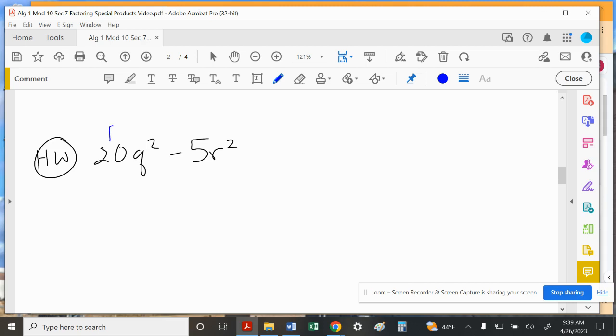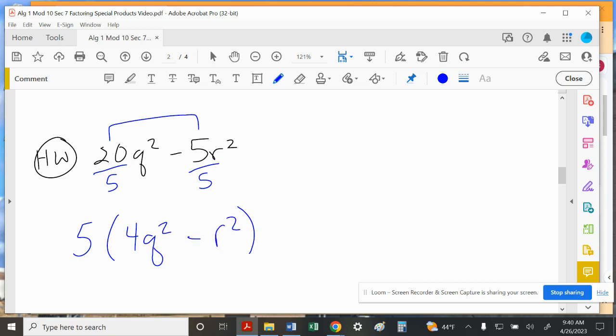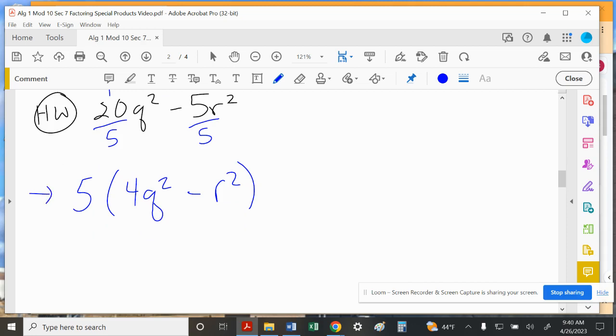However, if you notice that we have a common factor in both of these numbers, meaning I can divide out a specific number. So notice what number goes into both 20 and into 5, and that would be 5. So what I can do is take out a 5. Now, when I say take out a 5, that means I'm going to divide out a 5, but I'm going to put that 5 out in front. And so 20 divided by 5 is 4q squared. 5 divided by 5, of course, is 1. So I'm left with 5 times that.